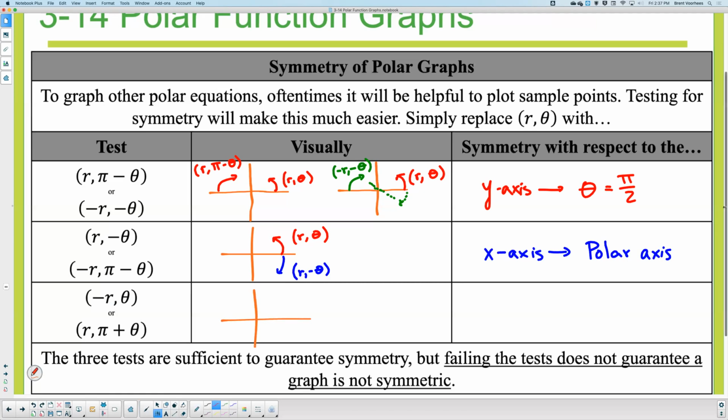Let's talk about this one. So here again is r, theta. This is what r, theta would look like. It would go this direction, r comma theta. Let's say we change the r to be negative. What happens if you have a negative r?